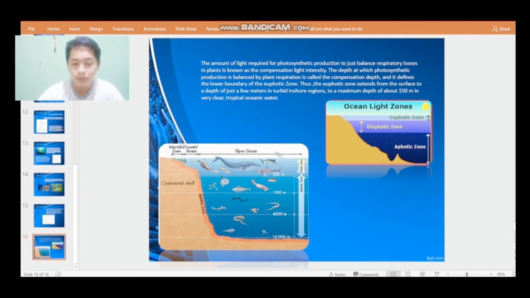Then the deepest and largest region in the open ocean is the dark aphotic zone. This extends from below the disphotic zone to the seafloor. Here, sunlight cannot be detected by any biological system. These vast regions do not support plant life and are spatially removed from the initial link in the marine food chain.